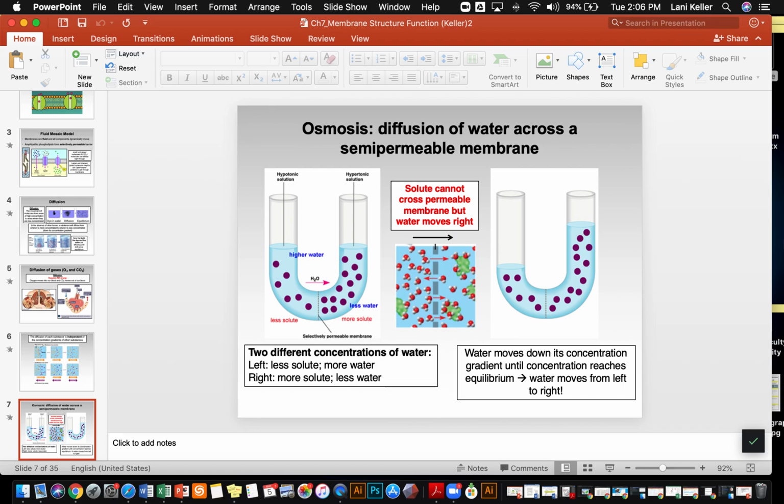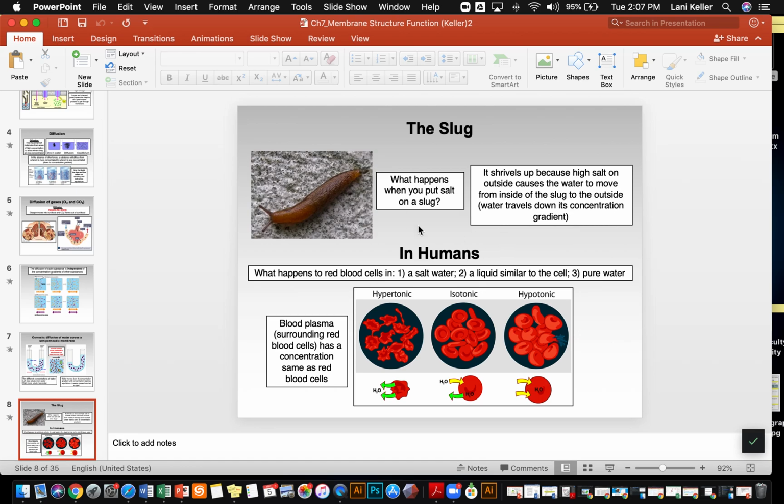Remember these U-tube examples, and osmosis is specifically diffusion of water across a semi-permeable membrane. So here, for example, only water can get through. If we have a hypertonic solution, meaning there are more solutes, water is going to rush over. Putting salt on a slug causes all the water to go out towards that salty environment, down its concentration gradient, and it can dehydrate a slug.